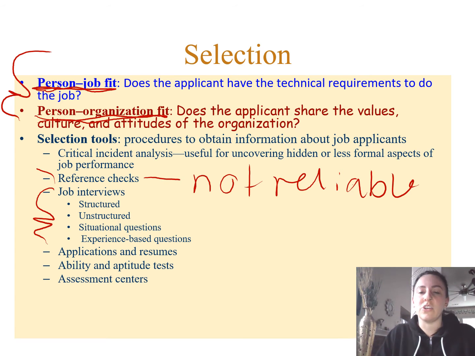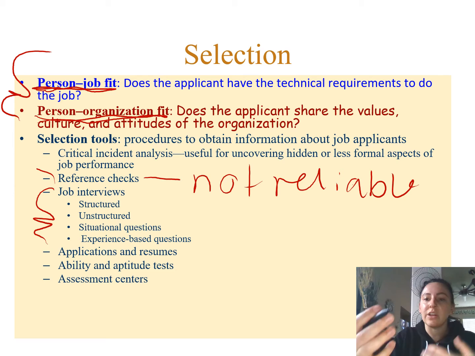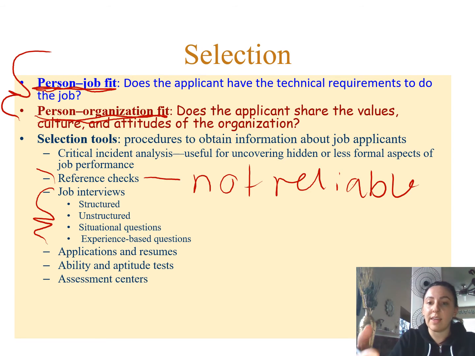Then we have unstructured interviews. Unstructured interviews are where they ask open-ended questions, and then the applicant can answer in their own way. It's more of a casual fashion. And then the interviewer will kind of go off of that. So they ask an open-ended question, the applicant will give their answer, and then the interviewer will take whatever was in their answer, and they'll ask more questions to build off of that.